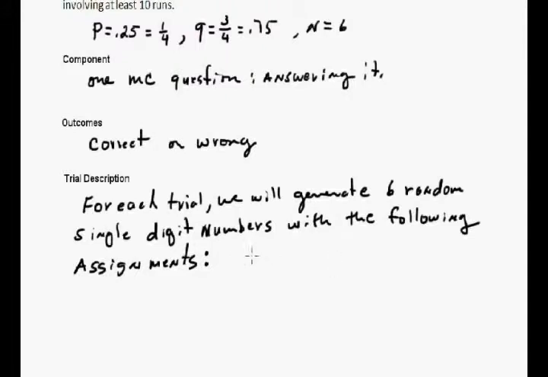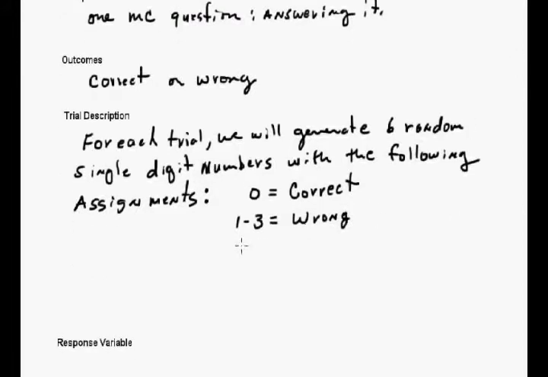Let's say that 0 will equal correct. And then 1 to 3, excuse me, my bad, 1, 2, and 3 will be wrong. Then from 4 to 9, we will ignore. That's how we would do that.